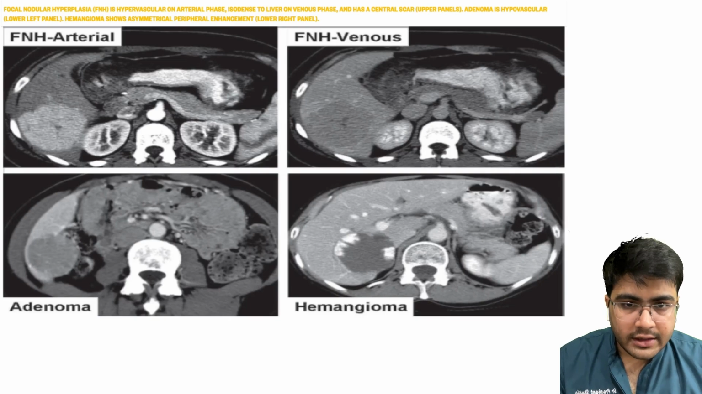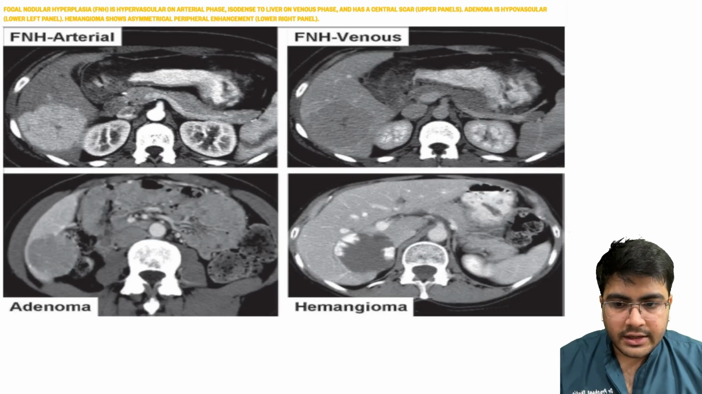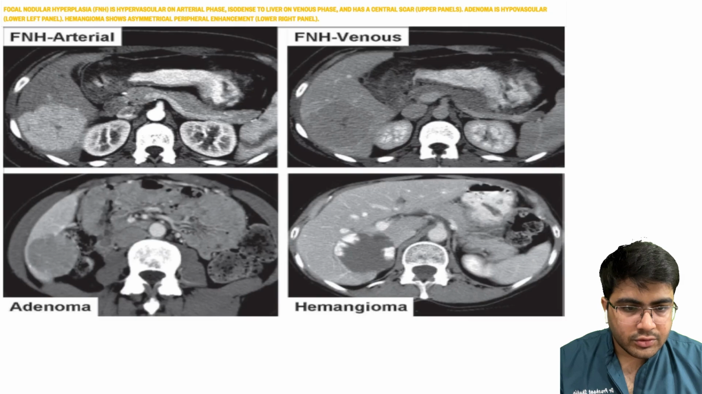The next important finding in a liver CT study is defining the three entities, that is focal nodular hyperplasia, adenoma, and hemangioma. The focal nodular hyperplasia is hypervascular on the arterial phase. You can see on the left-hand side it is very hypervascular on the arterial phase and is isodense to liver on the venous phase. So in the FNH venous section you can see it is not very much delineated from the adjoining liver tissue. And the next finding it has, as you can see in both sections, the arterial and the venous, is the presence of a central scar.